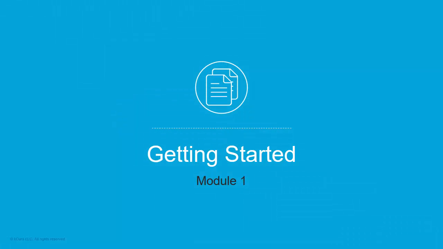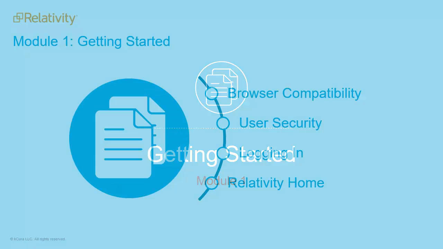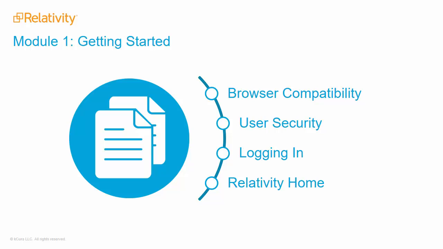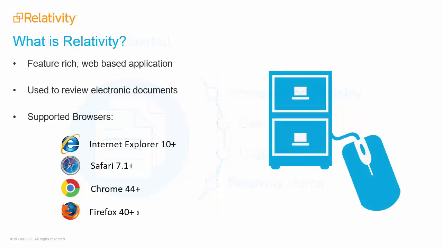Okay, let's dive into our first module, Getting Started. In this module, we'll discuss the items that you need to keep in mind when first getting started with Relativity, such as browser compatibility and user security. After that, we'll log in and look at some of the features available to help you get acclimated quickly to the layout of Relativity. So what is Relativity Review?